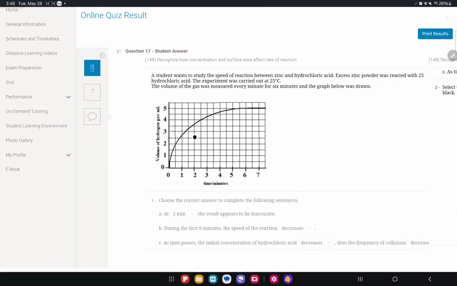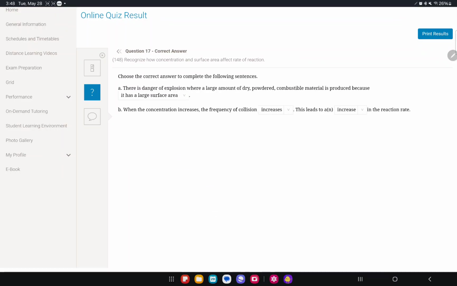Question 17. There's a danger of explosion when a large amount of powdered material is used because it has a large surface area. Sometimes the surface area will be too large that it might cause an explosion. When the concentration increases, what happens to collisions? Obviously they increase. This leads to an increase in the reaction rate if there are more collisions.